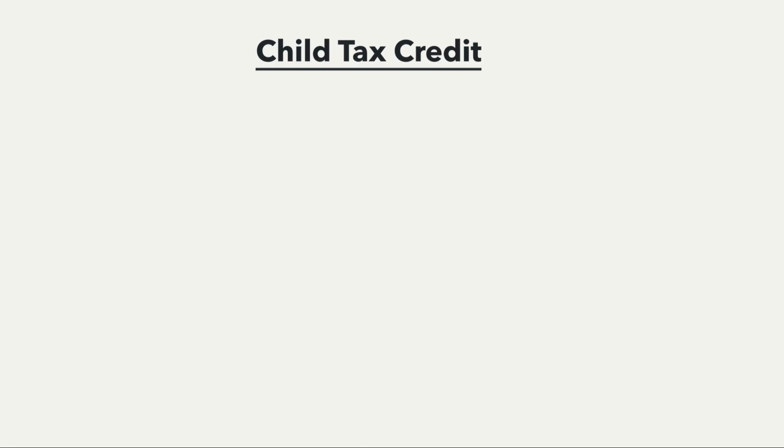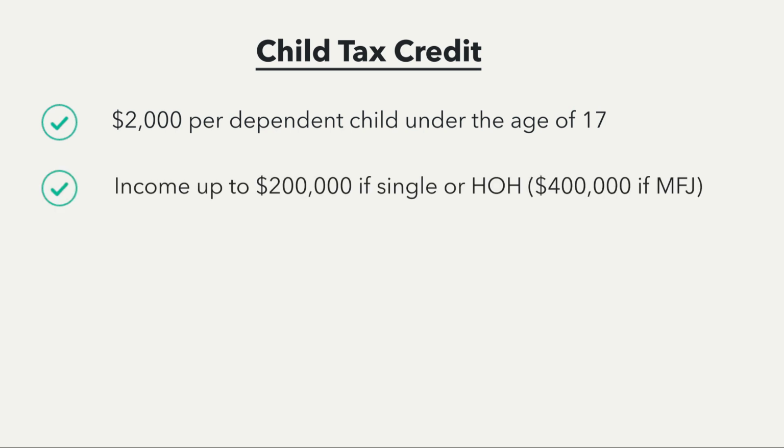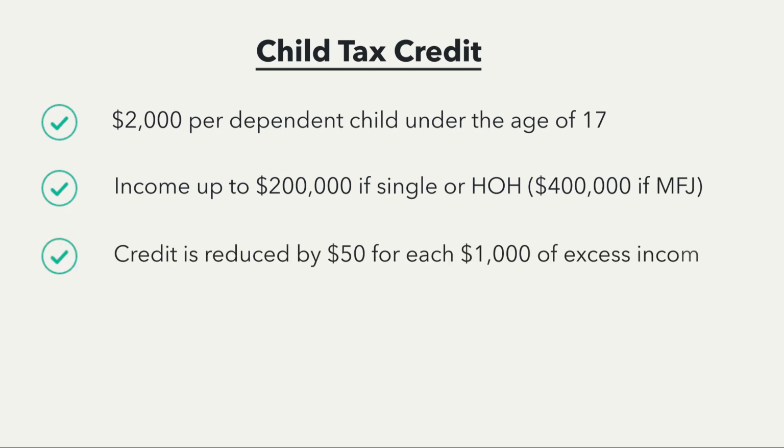The credit aims to reduce the tax liability of families with qualifying dependent children. The credit is up to $2,000 per dependent child under the age of 17. The credit is available if you earn up to $200,000 filing single or head of household, or up to $400,000 if you are a married couple filing jointly. If you exceed these limits, then your credit is reduced by $50 for each $1,000 of excess income.